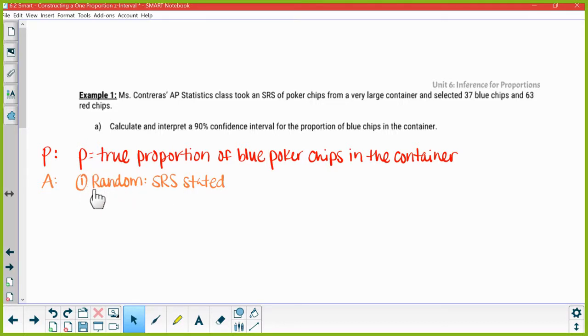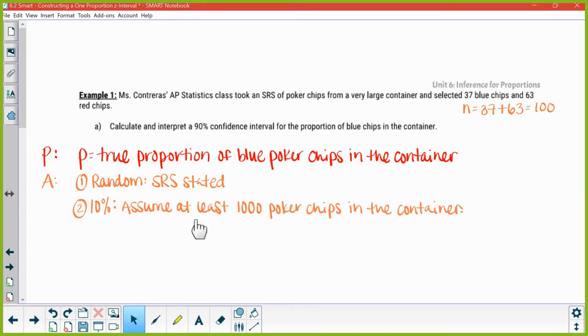Two, I need to take my sample size and multiply it by 10. Well, I don't have an official calculated sample size, but I have 37 blue chips and 63 red chips, so that should give me a sample size of 100. So n is equal to 100. I'm going to use that to write my next condition. Assume at least 1,000 poker chips in the container, which we can because it's a very large container. So we're going to assume that there's at least 1,000 in there. This is the 10% condition.